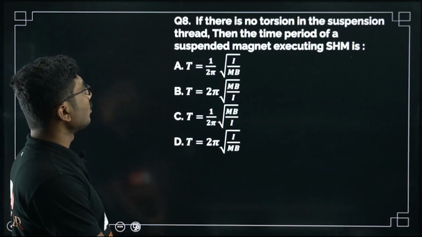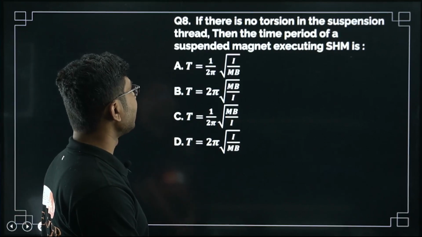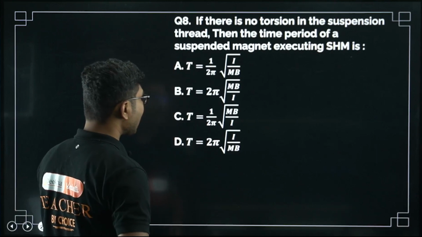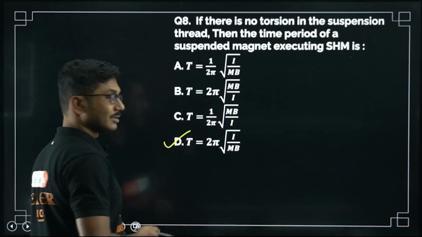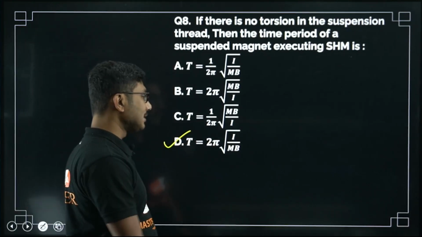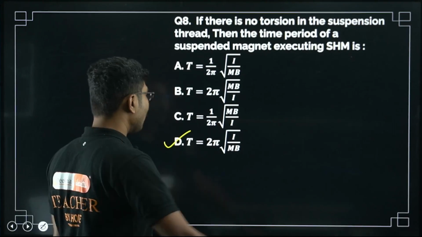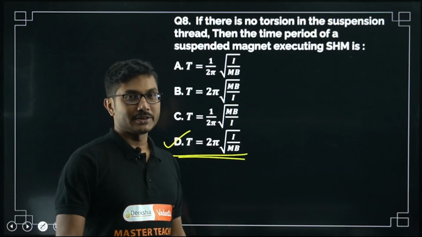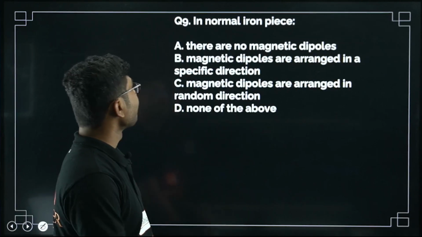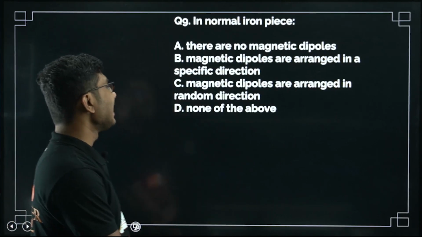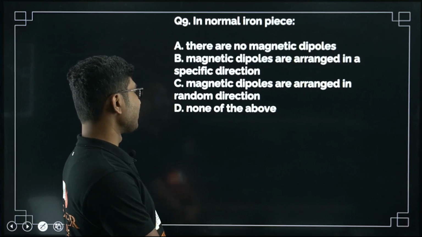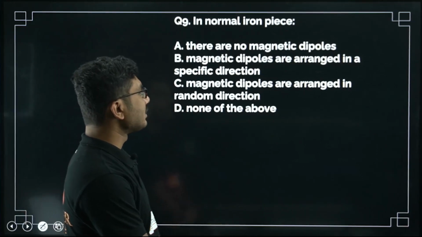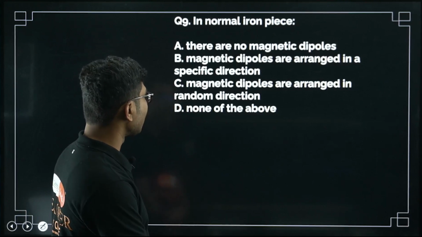If there is no torsion in the suspension thread, then the time period of a suspended magnet executing SHM. So we have used this formula one more time. 2 pi square root of I by MB. Don't fall for any trap. This is the correct formula. You have to remember it and memorize it. Okay. Next question. In a normal iron piece, there are no magnetic dipoles. Magnetic dipoles are arranged in a specific direction. Magnetic dipoles are arranged in random direction. None of the above.